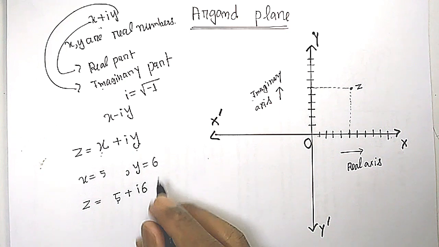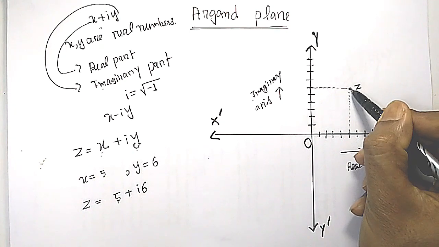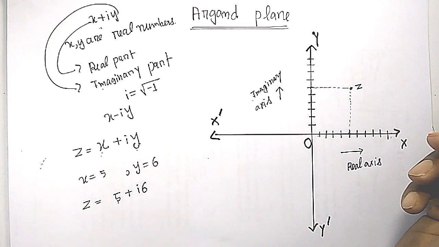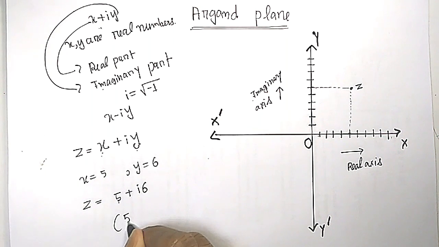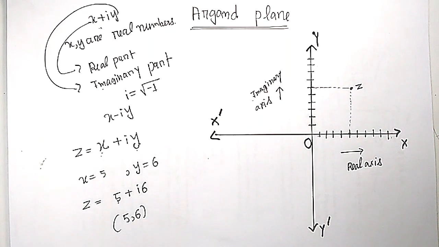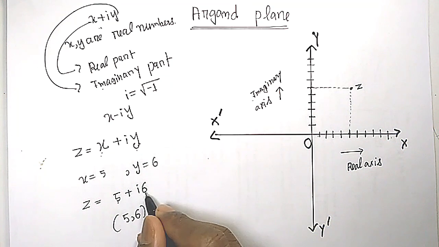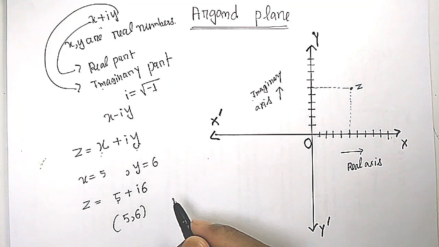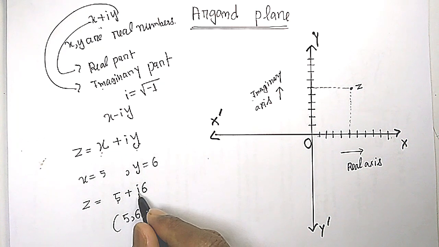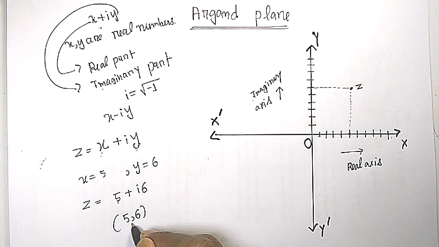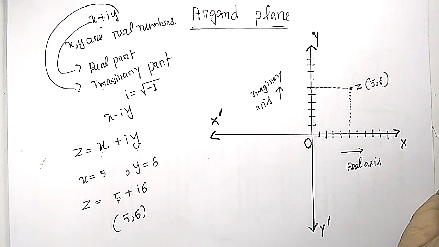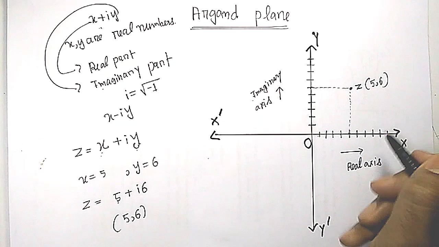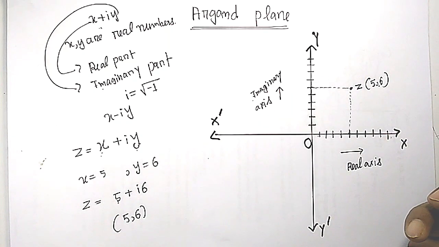From the coordinate plane, we can clearly say that 5 plus i6 is nothing but the ordered pair 5, 6. If 5 plus i6 is the complex number, the representation of 5 plus i6 is nothing but the representation of the ordered pair 5, 6. So this is the point (5, 6), where 5 is the real part and 6 is the imaginary part.